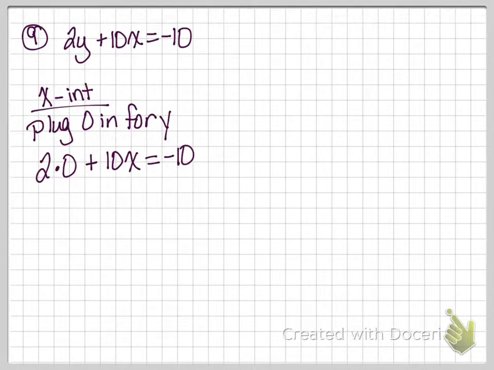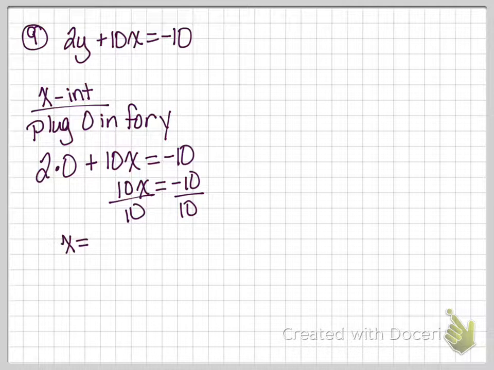That's okay. Okay. So then 2 times 0 is 0 plus 10x equals negative 10. Okay? 0 is just 0, so I don't even have to write that down. Now I'm going to divide both sides by 10. My x value is what? Negative 1. What's my y value for this point? What did I plug in for y? 0. So this ordered pair is negative 1, 0.